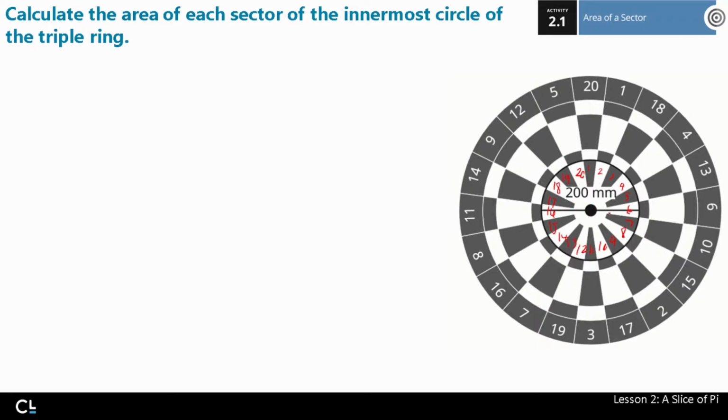So what we could now do is we could say, well, if there's 20, and if we're saying that they're all equal size, I know that some look a little different than others, but they should all be equal size. So what we could say is 360 divided by 20. And that's going to give us an angle measure for one of these sectors. So when I do that, 360 divided by 20, we get 18 degrees. So each sector is going to be 18 degrees.